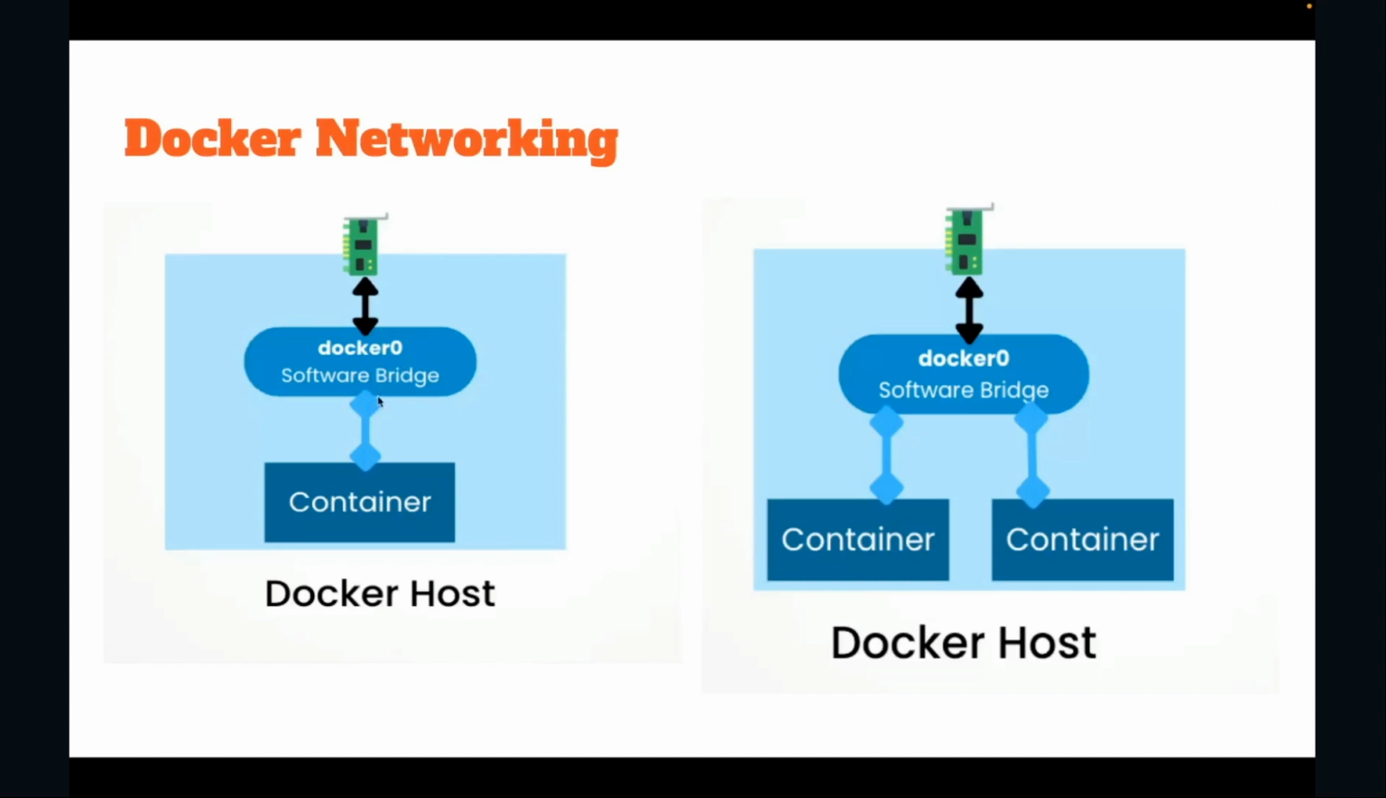So initially, when you install Docker, you would just have a docker0 software bridge, which connects to your host interface, and that's it. But as you create containers, for every container, it's going to create a virtual LAN cable, and one endpoint of that LAN cable goes to the container, and the other endpoint goes to the bridge.